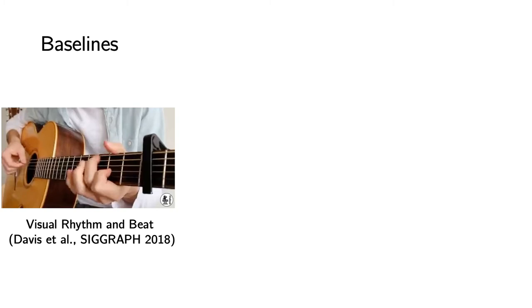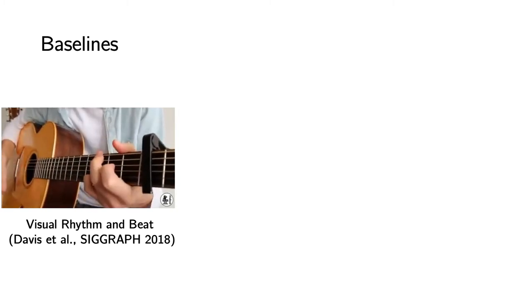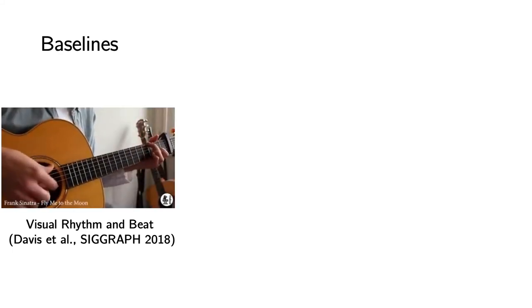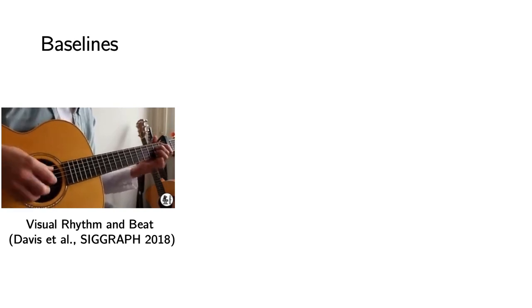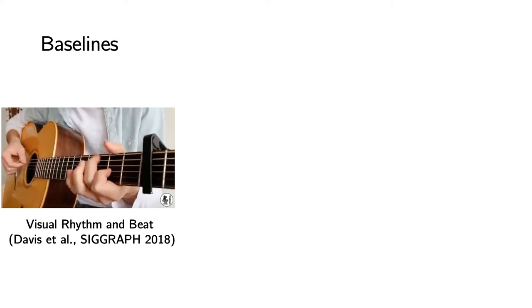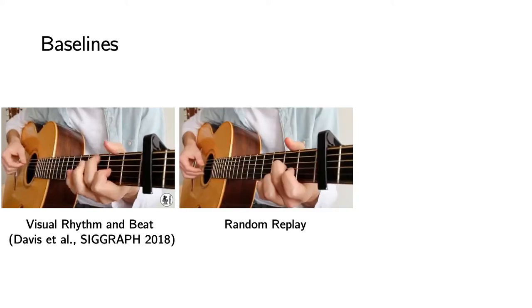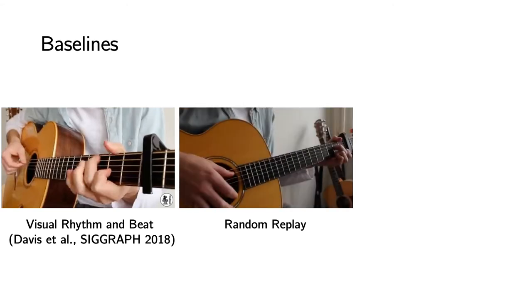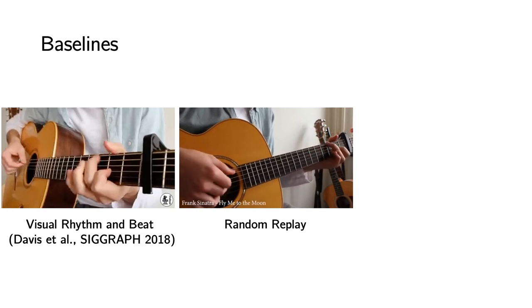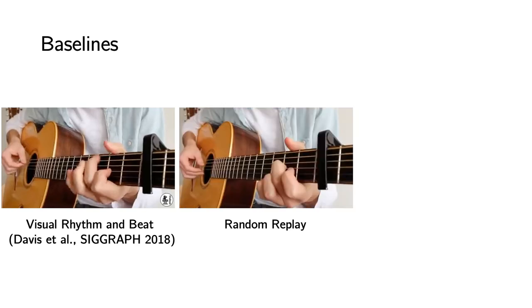Here are the baseline results for the same. Visual rhythm and beat warps the video to match the beats of the conditioning audio, but as seen, the video and audio are not synchronized. Random replay overlays the conditioning audio on a random section of the input video. However, we observe that the audio and video are misaligned.